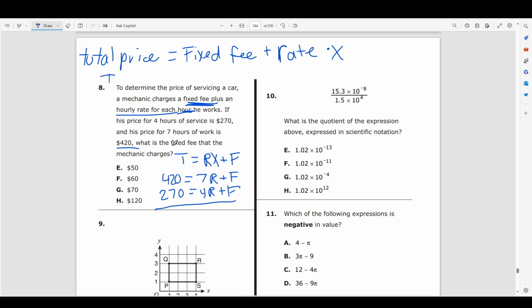Look at how I set up my two equations. I set them up right underneath one another. And notice how I can just subtract them. And look what happens when I subtract them. Our two flat fees get canceled out because F minus F is 0. 7R minus 4R is 3R. And 420 minus 270 is going to be 150. So now we know 150 is equal to 3R.